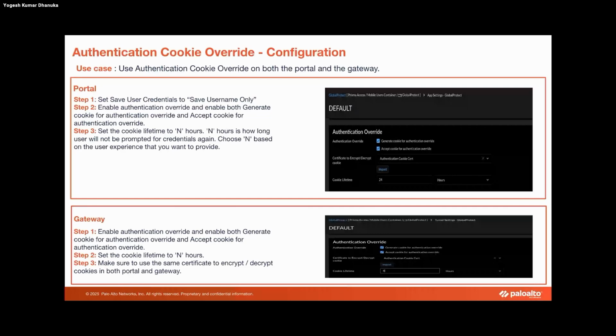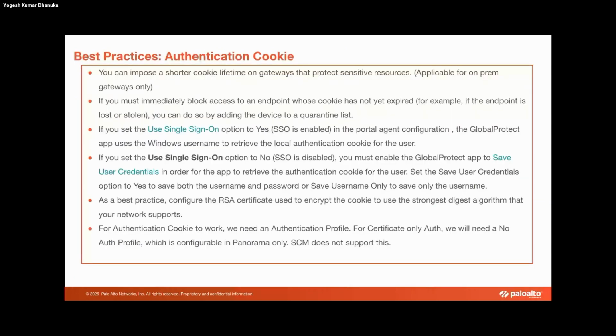Now, if we talk about best practices of authentication cookie, we are talking about using the same certificate. If you're using single sign-on, if that is enabled, the GP would use single sign-on to retrieve the cookie. If it is not, then you need to enable save user credentials. You should always use RSA to encrypt and decrypt the cookie and the same certificate. Certificate is configurable, so you can change the certificate criteria in terms of the digest algorithm.